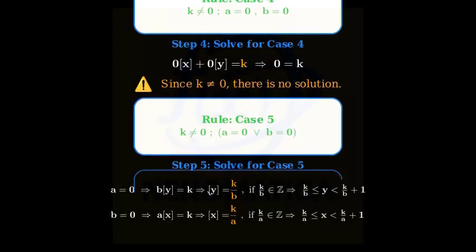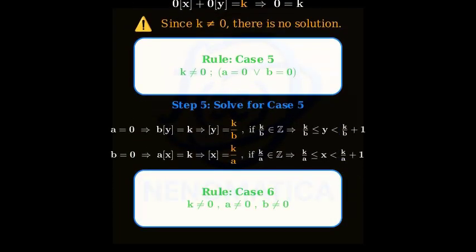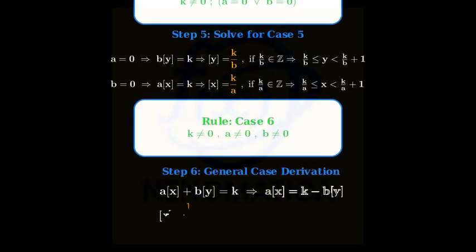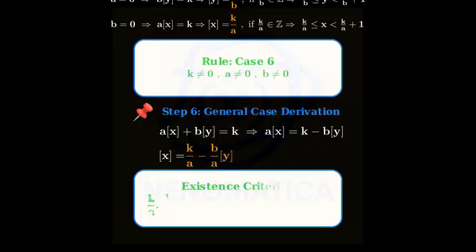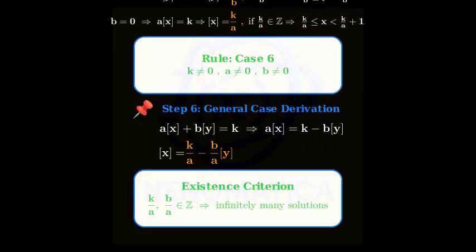Case 6. k is non-zero and both a and b are non-zero. We isolate floor of x as a linear function of floor of y. Existence of infinitely many integer pairs follows when k over a and b over a are both integers. Here is the consolidated formula for the general case.